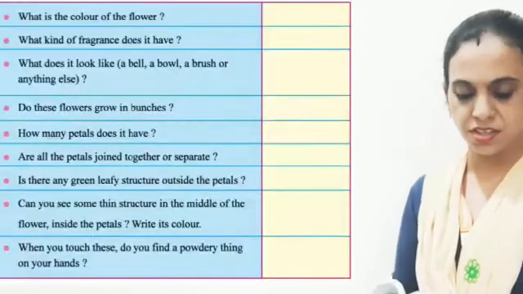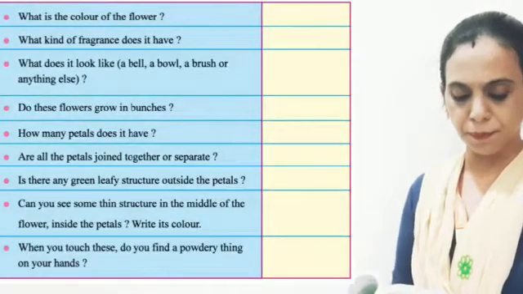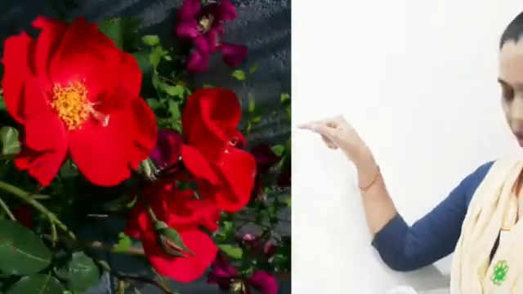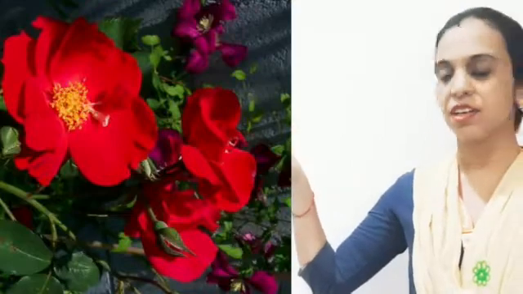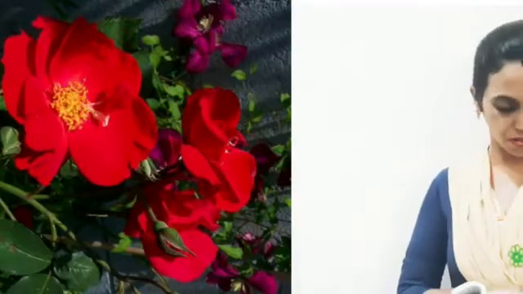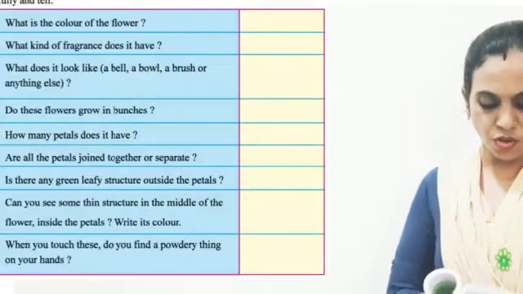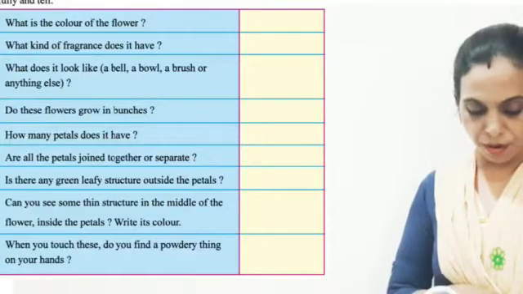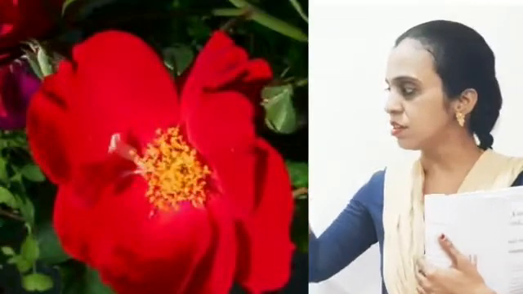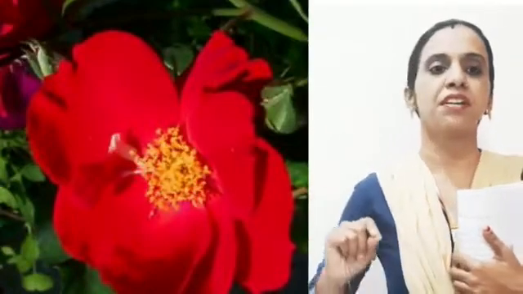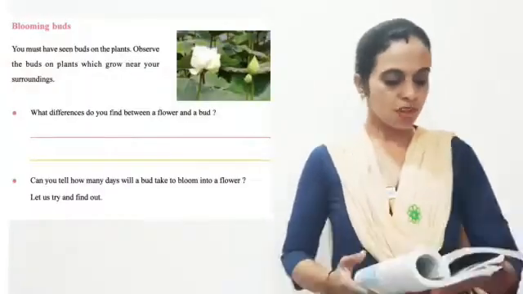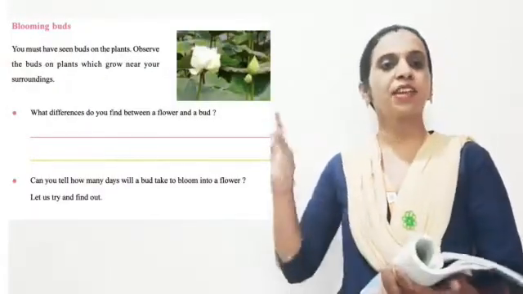Can you see some thin structure in the middle of the flower inside the petals? Write its color. Yes, we can see a yellow thin structure inside the flower, in the middle of the flower. When you touch this, do you find a powdery thing on your hand? Yes, we can. If we touch the thin structure, then we will find a powdery thing on our hands. So we will write yes. Now, blooming buds means खिलती हुई कली.